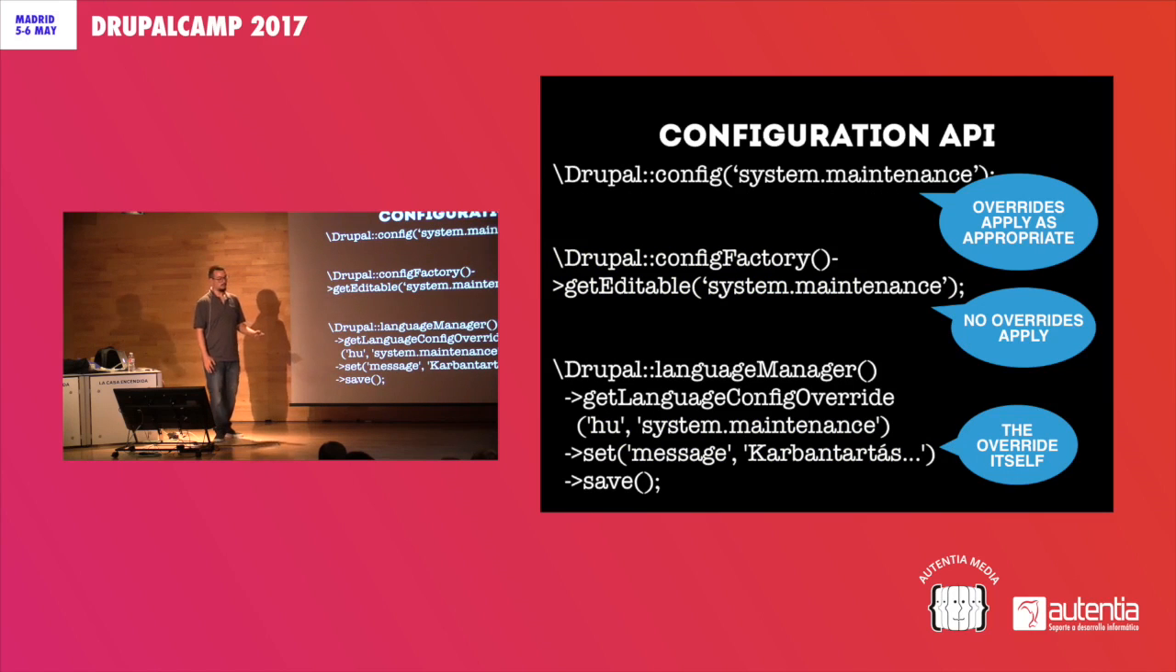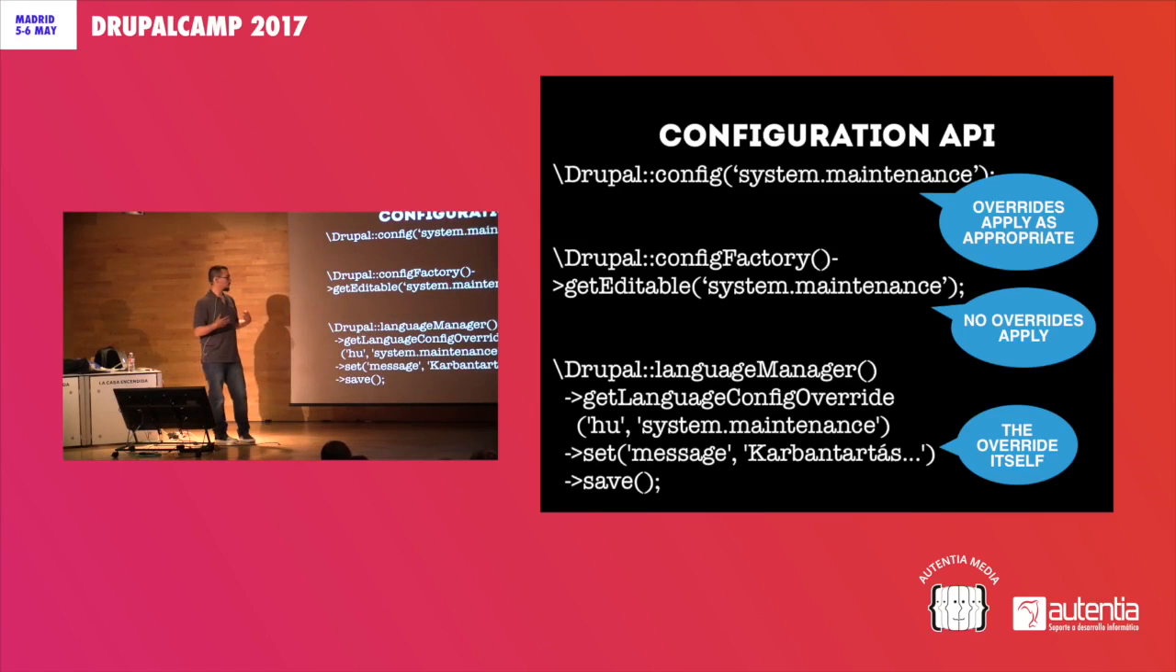So this is for loading your configuration in a concrete language. There are other methods for loading your configuration. The next one is config factory. You can call the config factory and get editable. This means that we want to get the original configuration, and you can edit it, because the Drupal config method will give you an immutable object, one you cannot modify. It's not an array, it's like a silly object that you cannot really perform any operations on. If you call getEditable, you will get an object that you can actually modify, and no overrides will apply. So in this case, you will always see the configuration in its original language.